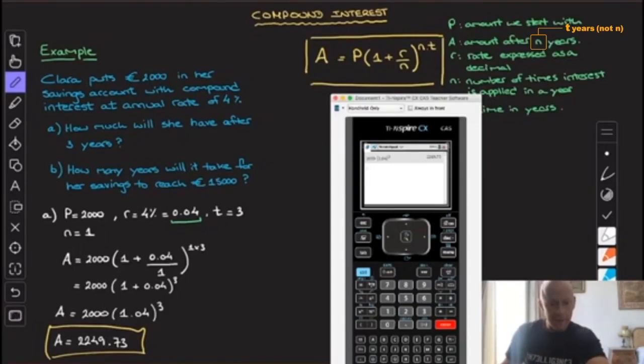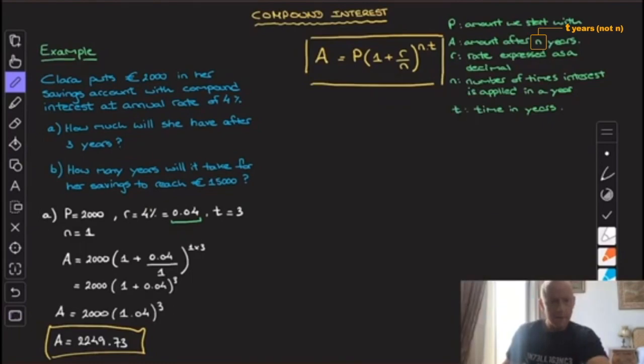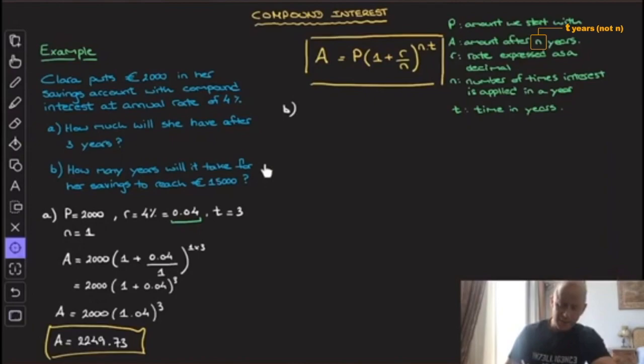Now, let me hide the calculator for a second. There we go. If I go back to question B here, and I'll need a bit of space here, so I'll write that at the top. Question B, we're asked, how many years will it take for her savings to reach 15,000 euros?